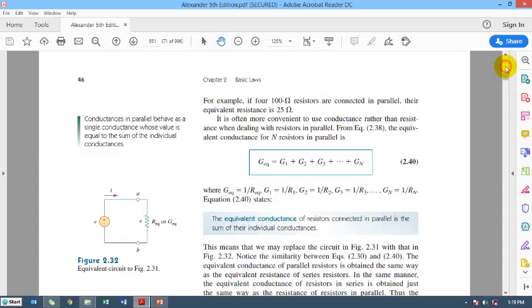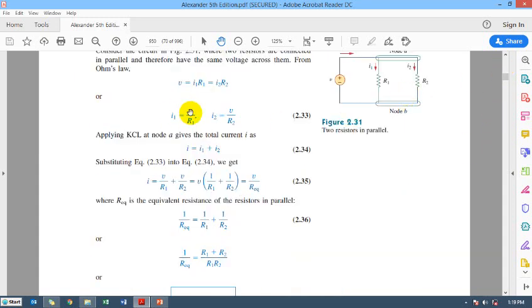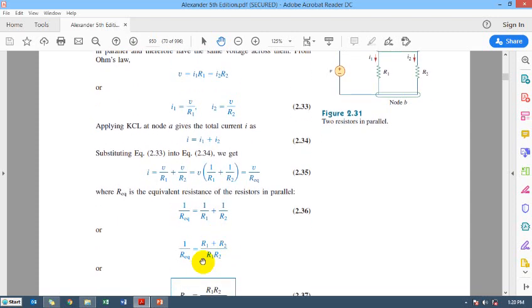But if you go back to equation 2.33, I1 is given by V divided by R1. What is the value of V? The value of V is I multiplied by the equivalent resistance, that is R1 multiplied by R2 divided by R1 plus R2. You just put it here and divide by R1.